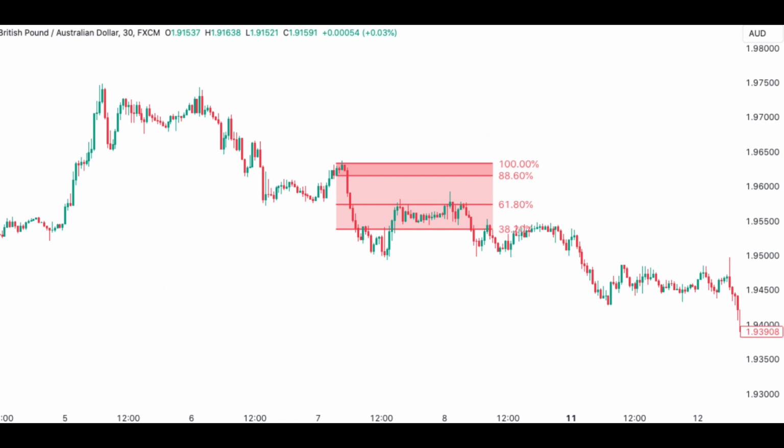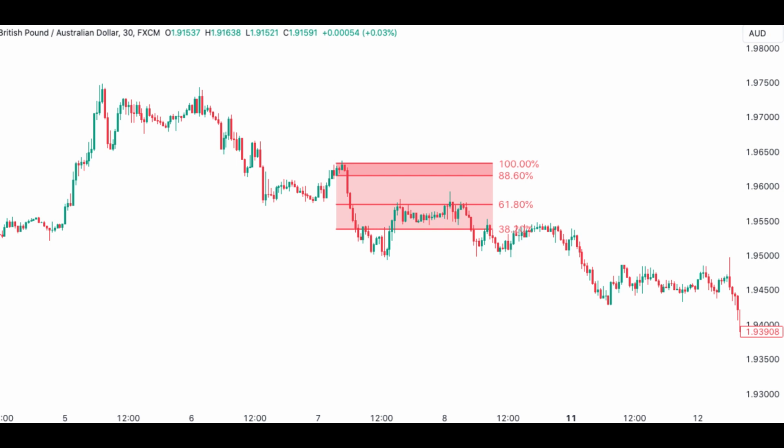These retracement levels can be measured with a tool called the Fibonacci retracement level. This tool measures the extent of the price retracement on the chart. There are different levels of retracement on the Fibonacci tools. We have the 38.20%, the 60.80%, the 88.60%, and the 100% retracement level. Anything more than the 100% retracement level is considered a break of structure.